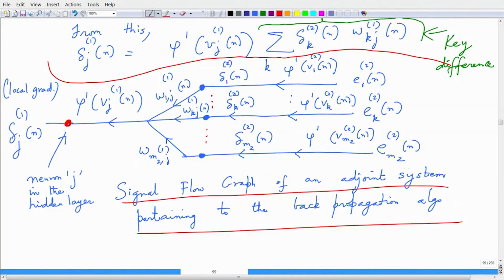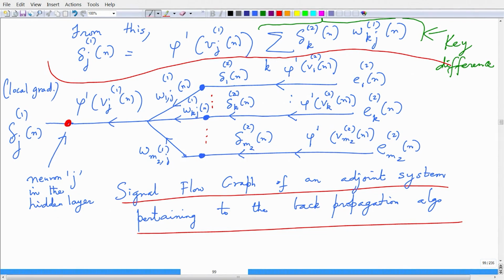Now from this equation we can finally sketch the signal flow graph of an adjoint system pertaining to the backpropagation algorithm. So we have all these errors, E1 of n, E2 of n, so on till E m suffix 2 of n, right. So, this is in the output layer. We take the derivative of the activation function as a function of the local reception field V1 to Vm2.